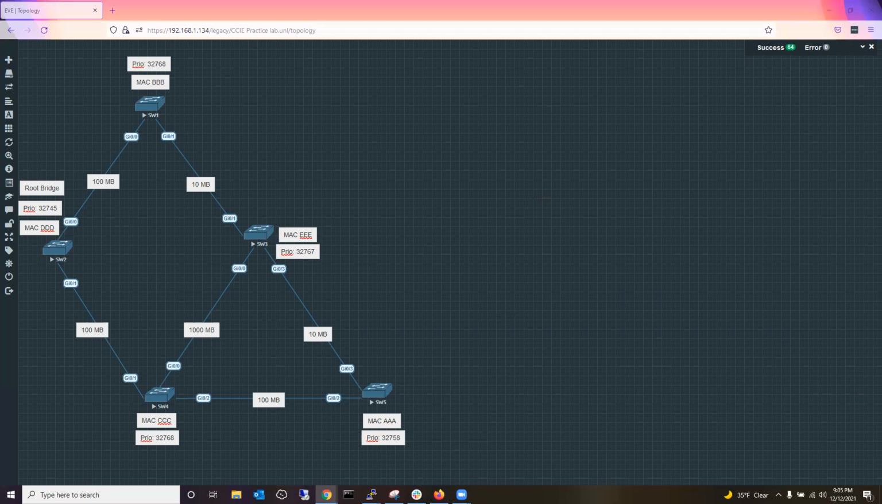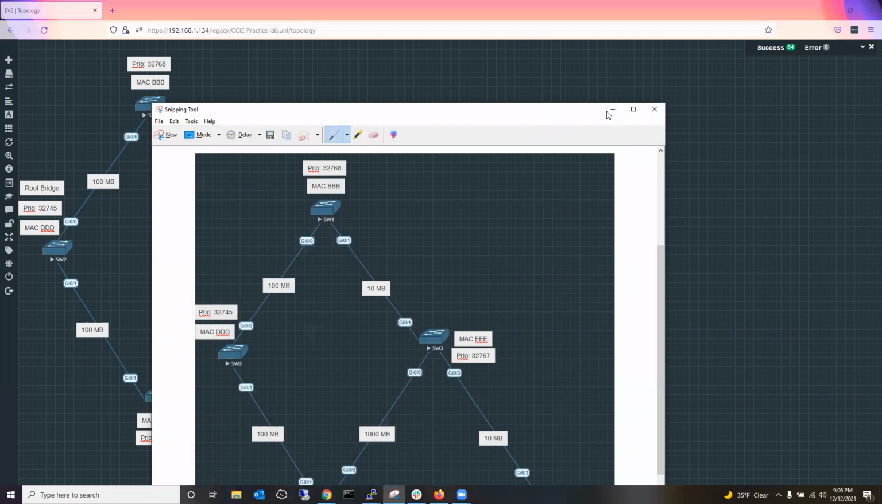But what's the actual cost of the link? So you have the speeds, right? We have a gig, we have the 100 megabit link, and we have a 10 meg. What's the cost of those total links? If you have a switch in front of you on Packet Tracer or something, you can find that out with a simple spanning tree command.